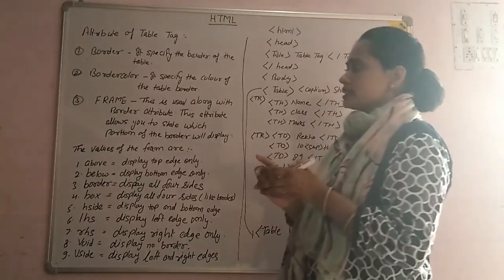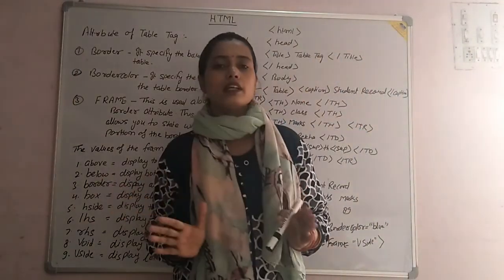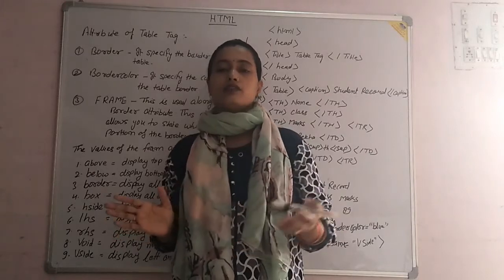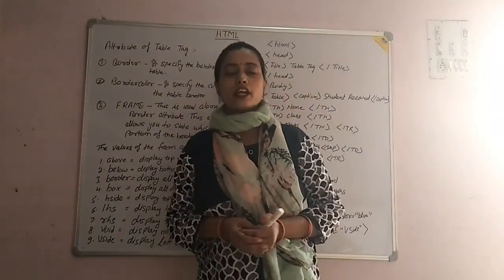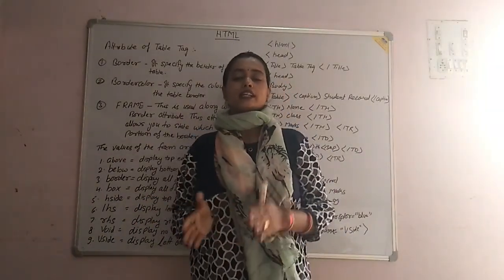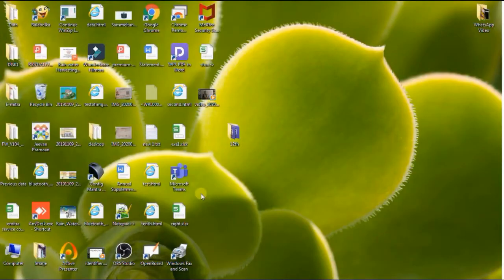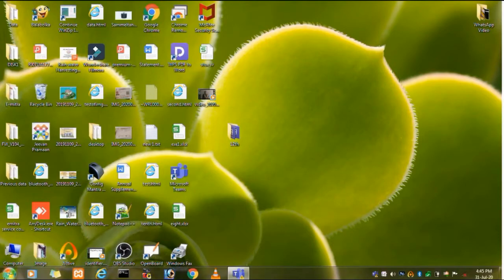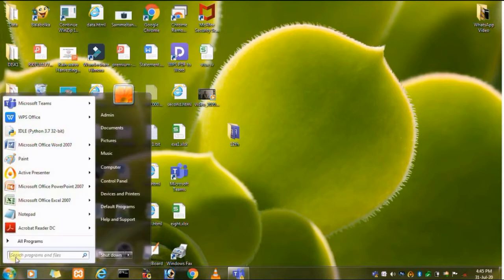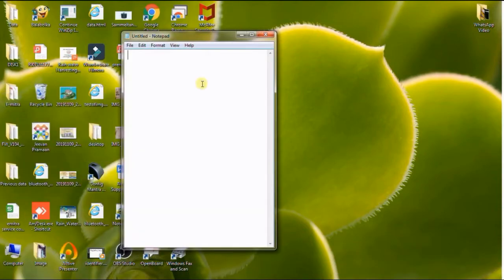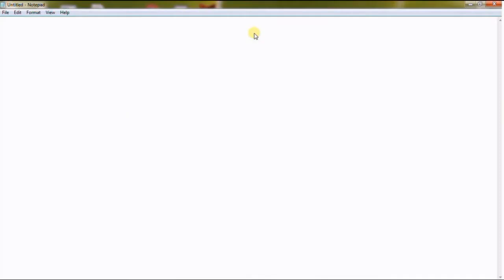So let us understand these attributes and the table tag by practically understanding them very clearly. Let's move to our screen. So this is our computer screen, and now I'm opening Notepad. You can type here, or you can find it here. I'm clicking here. So this is my Notepad, and here I'm writing all the code.